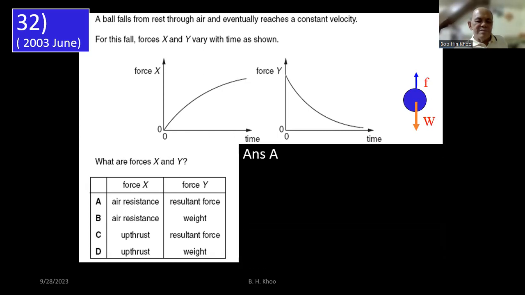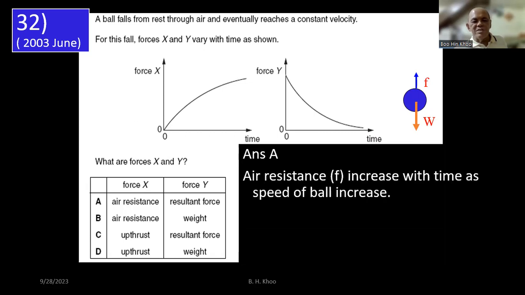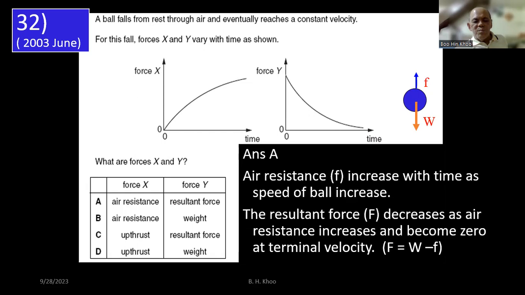A. Force X is air resistance. Air resistance is proportional to velocity, so the shape is the same as velocity. Right? Air resistance increases with time as the speed of the ball increases. The resultant force, that's your force Y, decreases as air resistance increases and becomes 0 at terminal velocity. It's almost 0 already.